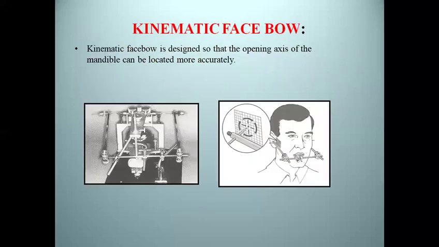Next is the kinematic phase bore. The kinematic phase bore is more accurate than the arbitrary phase bore. It is designed so that the opening axis of the mandible can be located more accurately. As you can see, this phase bore has a stylus attached to it, and over here is a graph or grid. So this is a kind of tracing which takes place, and it's much more accurate than the arbitrary phase bore. But then it has its own limitations.